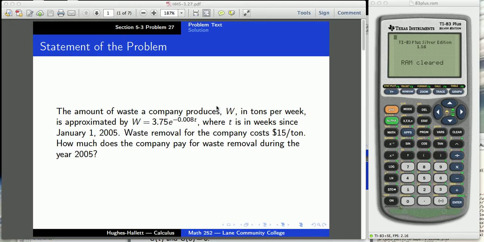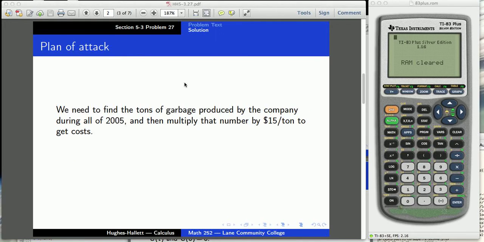Waste removal for the company costs $15 a ton, and we're supposed to figure out how much the company paid, or will pay, for waste removal in 2005. So here's my plan to get at this problem. I'm going to try to figure out how many tons of garbage the company produced in all of 2005, and then multiply that number by $15 a ton to get their costs. This is pretty clearly going to answer the problem.